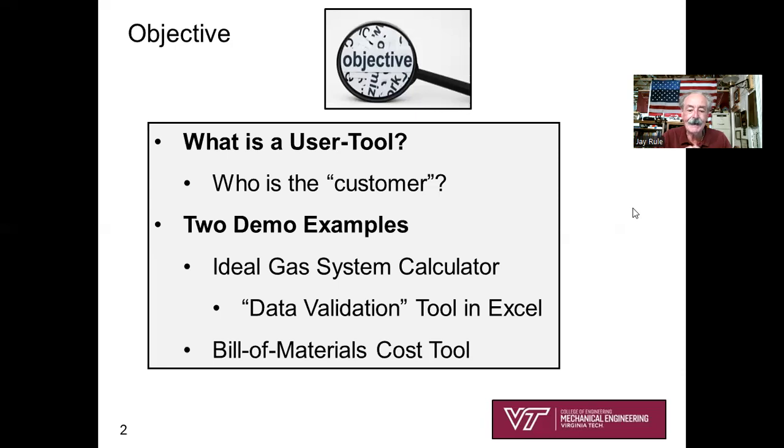The first one is an ideal gas system calculator. It'll be a user tool, a very simple one, that might relate to your thermodynamics class. And I'm going to use that simple example to show you how to use what's called data validation in Excel to create a drop-down pick list. And then for those of you who are not in thermodynamics class, but interested in user tools and/or drop-down pick lists, I've got another example illustrating how you would create a tool for yourself or others, a user tool in which the person could cobble together a bill of materials and quickly determine the cost of a project that we envision in our minds.